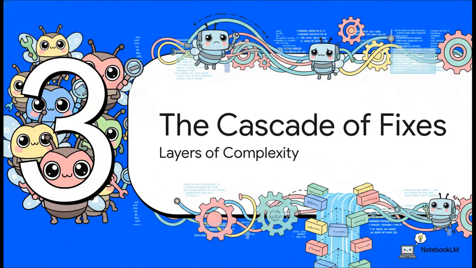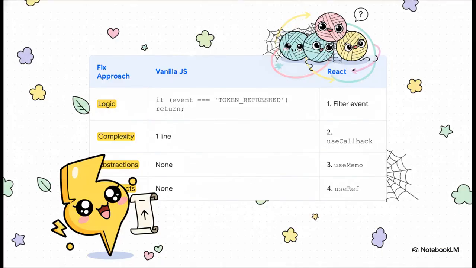Okay, so we found the bug. Easy fix, right? Should be simple. Well, not so fast. This is where the story takes a sharp turn, and we get to see how the very abstractions in our framework can create their own tangled mess of problems. Just look at this comparison.